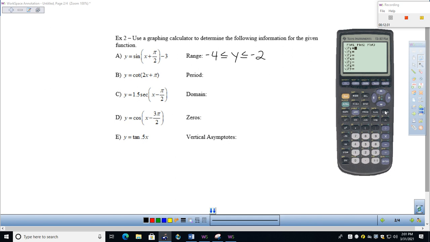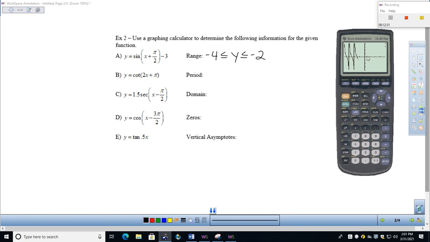Clear that one out. And to get cotangent going, remember cotangent is the reciprocal of tangent. So I'm going to do 1 divided by tangent. And I see 2x plus pi. Looking good. Same thing. You could just hit graph, by the way. But the zoom standard. And so period. So how long per cycle here? Actually, I'm going to show you this algebraically in just a second, but it looks like we have an asymptote right there on the y-axis. We can kind of start our cycle there.